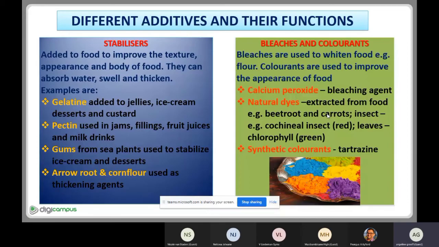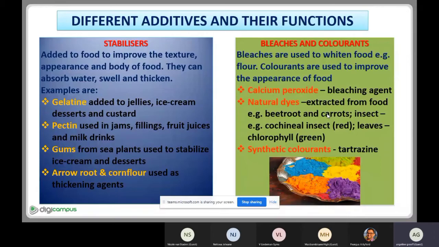And you're going to see when we have a look at a label, you will have to be able to identify additives, recognize the additives in a label, and then say what they are used for, what their functions are. So that's why these terms matter, when we're talking about corn flour that's used as a thickening agent, or calcium peroxide as a bleaching agent.